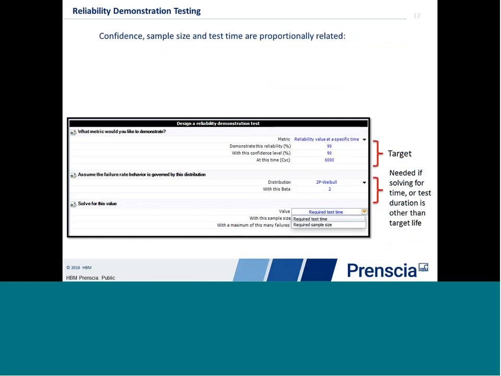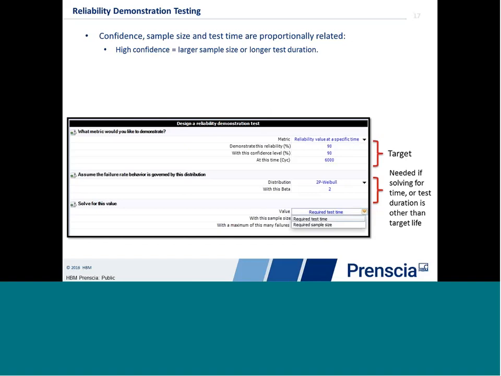One is that confidence levels, sample size, and test time are all proportionally related. So, for example, if we want to have high confidence, we either need to test longer or test more samples. Okay, I don't think anyone will argue with that. Now, unfortunately, someone will argue with you when you say we need to have 10 samples to test, or we need to have 5 samples to test, or we need to run the test twice as long, because all those things are related to program cost and timing.